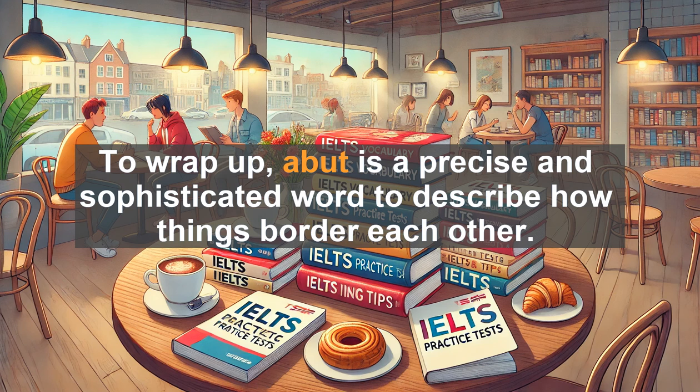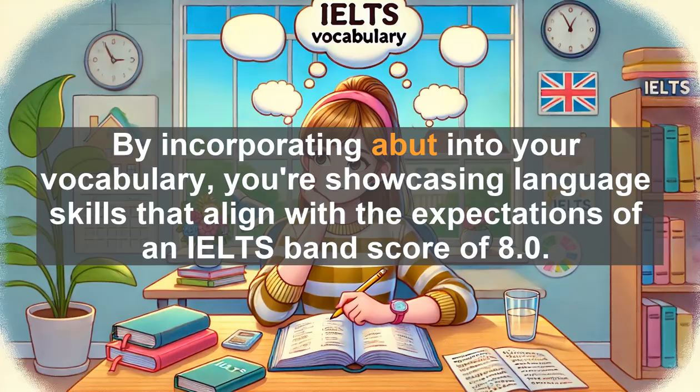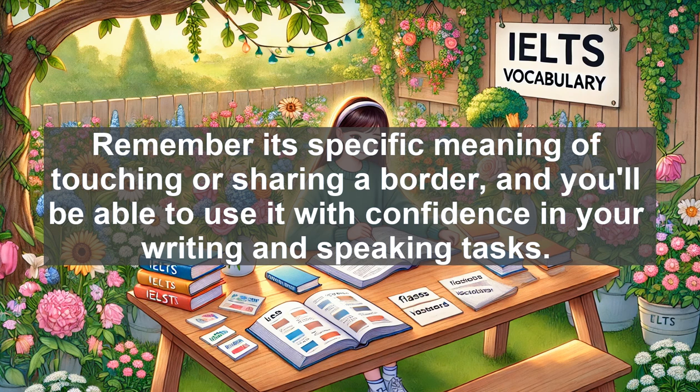To wrap up, abut is a precise and sophisticated word to describe how things border each other. Its usage demonstrates a nuanced understanding of spatial relationships, which can be particularly useful in academic or professional contexts. By incorporating abut into your vocabulary, you're showcasing language skills that align with the expectations of an IELTS band score of 8.0. Remember its specific meaning of touching or sharing a border, and you'll be able to use it with confidence in your writing and speaking tasks.